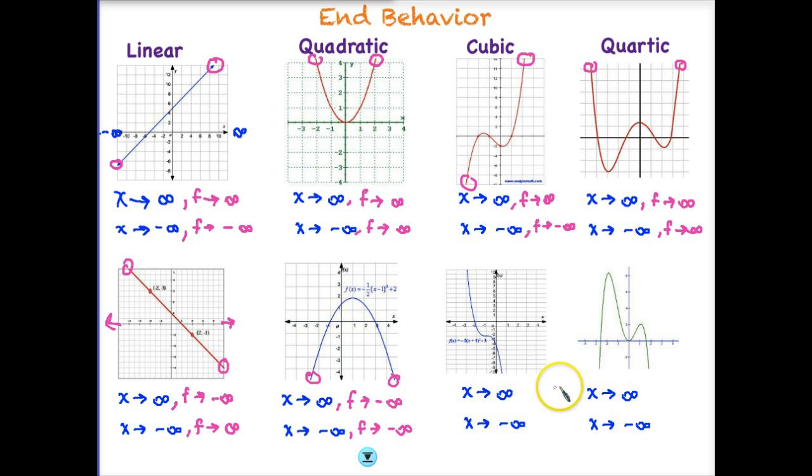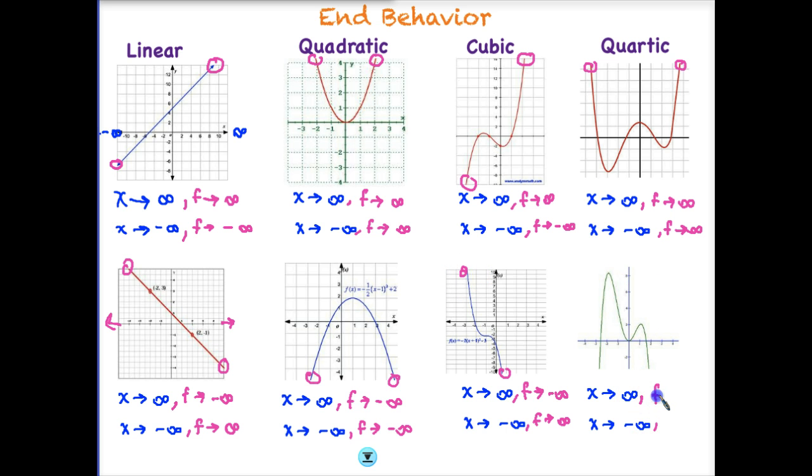So really now it's kind of redundant because we know the answer to these. These are going to be the same as our linear and as our quadratic graphs. As we're going towards positive infinity, this end here is going down towards negative infinity, and the other end is going up towards positive infinity.